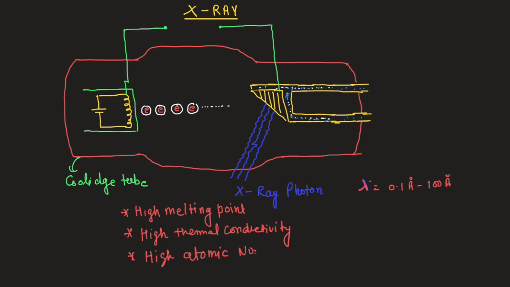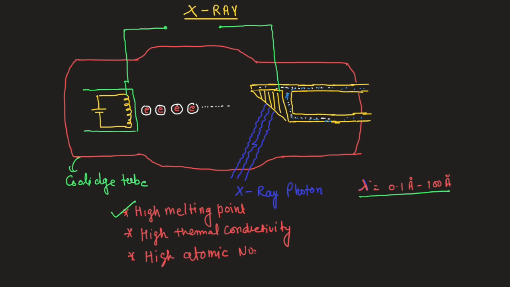And if you see the range of this X-ray, in experiments we have seen the range of this X-ray is between 0.1 angstrom to 100 angstrom. And whatever metal we select here, there should be some properties for this metal: high melting point, because if the melting point is less, when the electron strikes, this metal may melt. So that's why we always select a high melting point. So the first property is that the melting point of this should be very high.